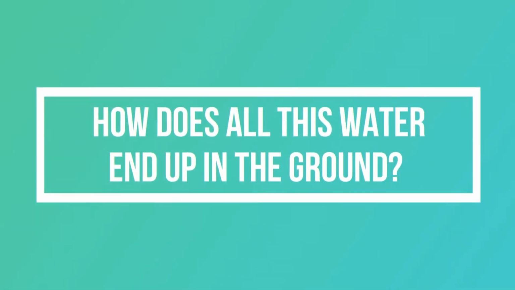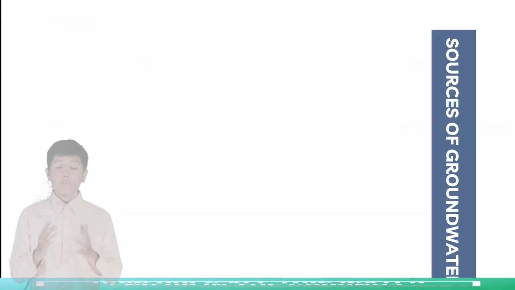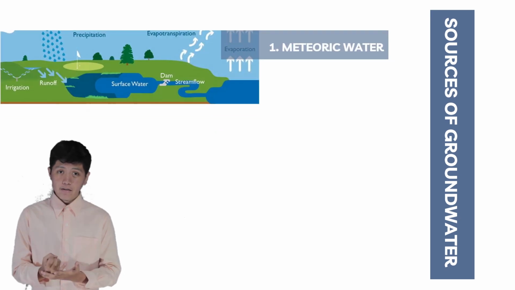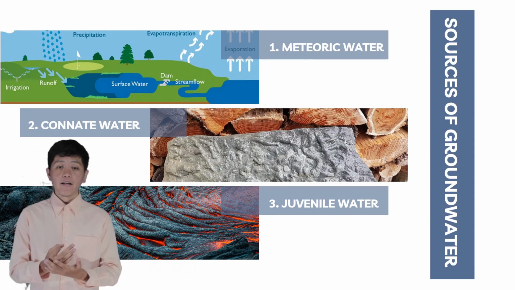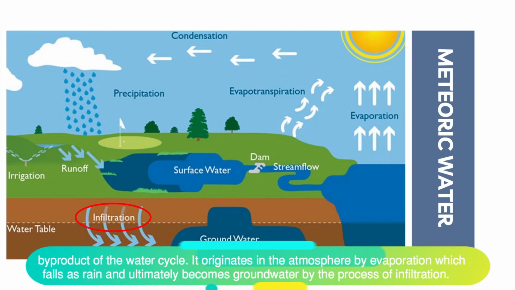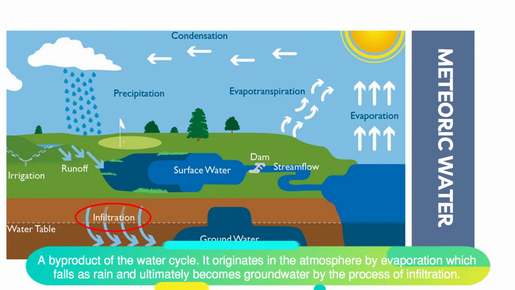So how does all this water end up in the ground? Mainly there are three main sources of groundwater: the meteoric, connate, and juvenile water. The first and most common is the meteoric water, which is a byproduct of the water cycle. It originates in the atmosphere by evaporation, which falls as rain and ultimately becomes groundwater by the process of infiltration.